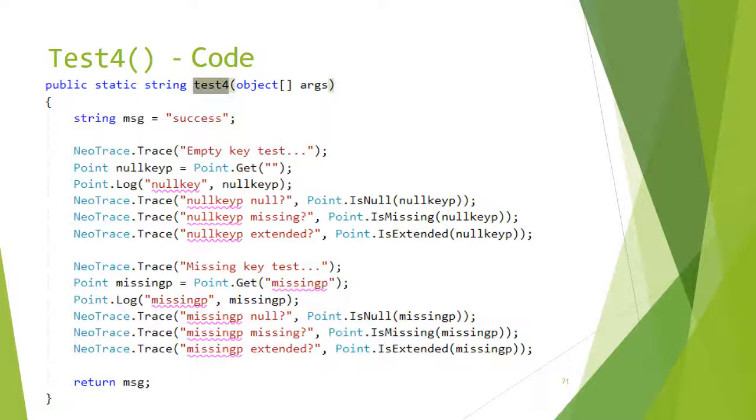We also have is missing and is extended. So down here we're looking for a missing key. And so the string missing P doesn't exist in storage, so we should get a missing object back. And we'll test again on the missing P to see if it's is null, is missing, or is extended.